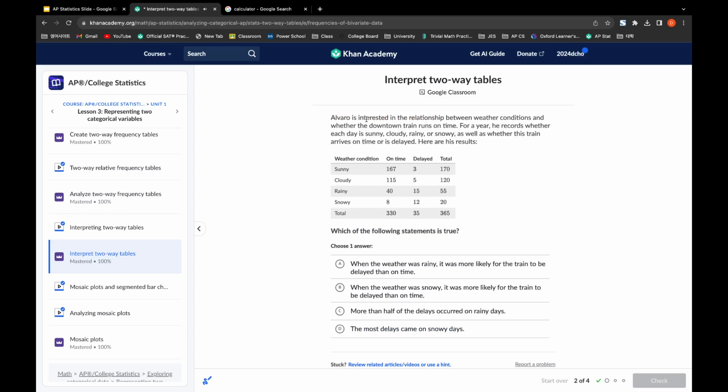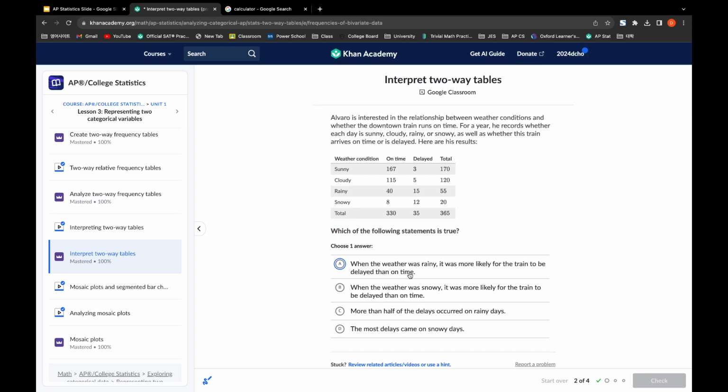Alvaro is interested in the relationship between weather condition and whether the downtown train runs on time. For a year, he records whether each day is sunny, cloudy, rainy, or snowy, as well as whether the train arrives on time or is delayed. Here are his results. Which of the following statements is true? A: when the weather was rainy, it was more likely for the train to be delayed than on time.